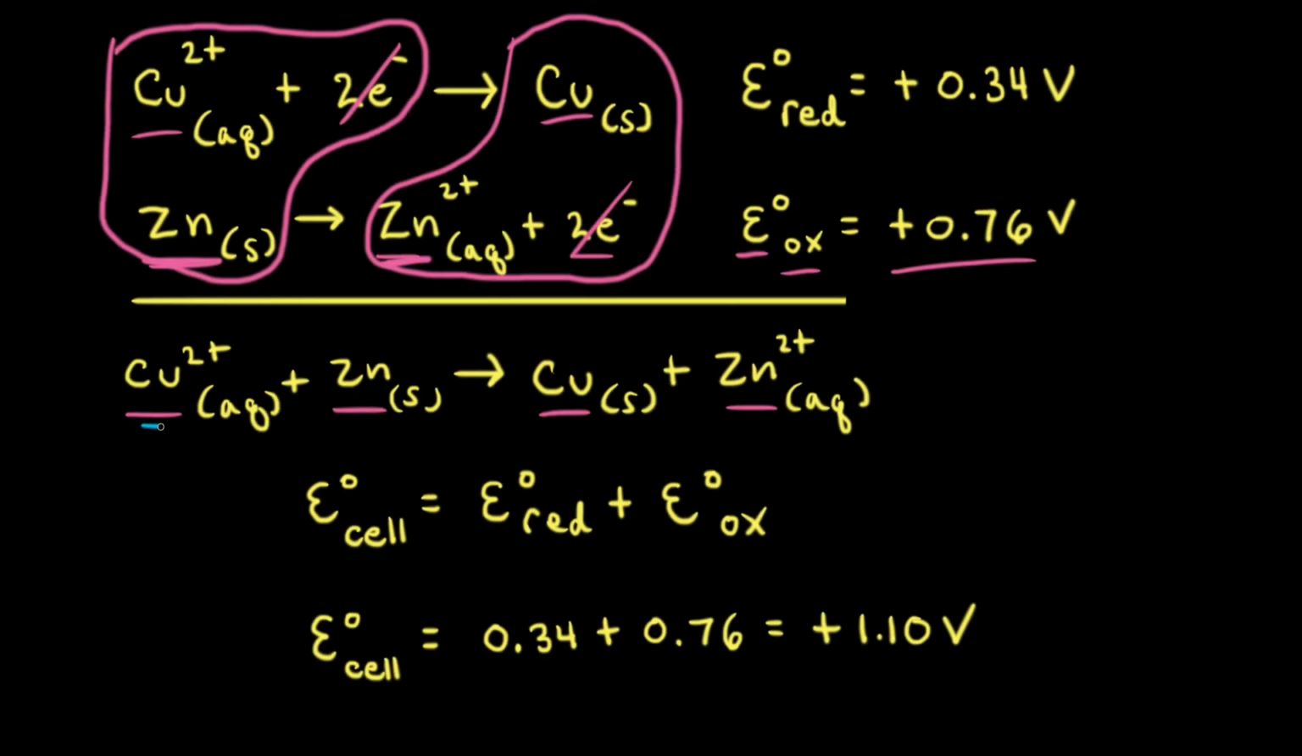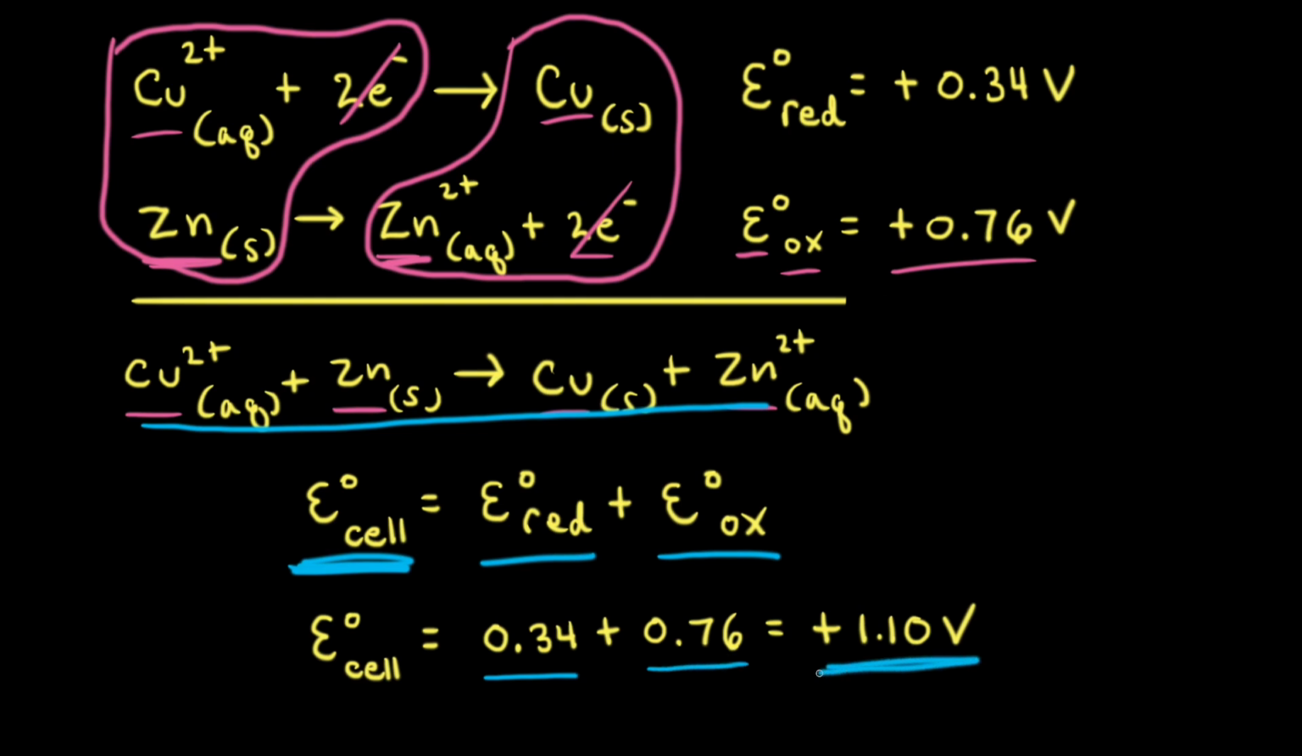Since we were able to get the overall equation by adding the two half reactions together, we should be able to get the overall standard cell potential, E naught of the cell, by adding together the standard potentials for our two half reactions. So E naught of the cell is equal to E naught of the reduction half reaction plus E naught of the oxidation half reaction, which is equal to positive 0.34 plus 0.76, or positive 1.10 volts. So the standard cell potential of our zinc copper cell is equal to positive 1.10 volts at 25 degrees Celsius.